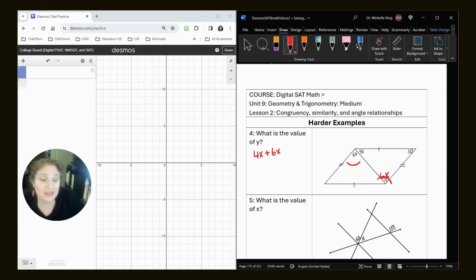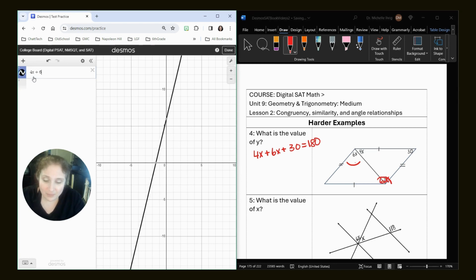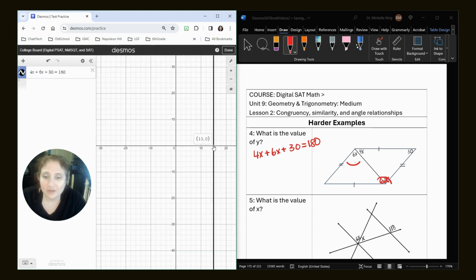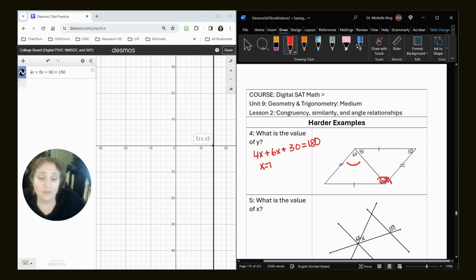4x plus 6x plus 30 equals 180 because there's 180 degrees in a triangle. 4x plus 6x plus 30 equals 180. Just keep zooming out till you see our answer. So we know that x equals 15.